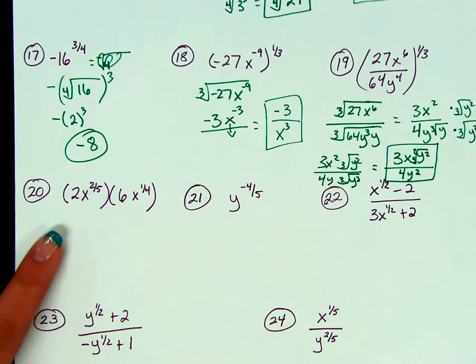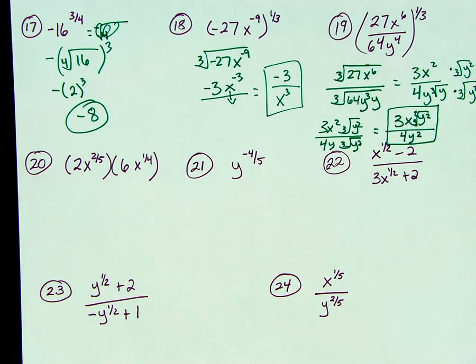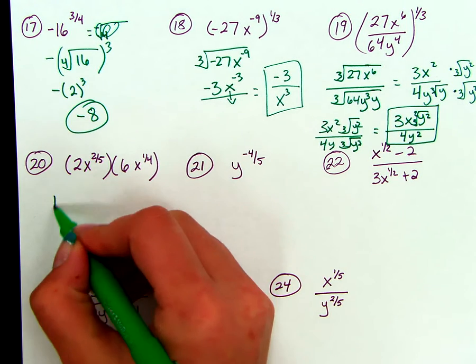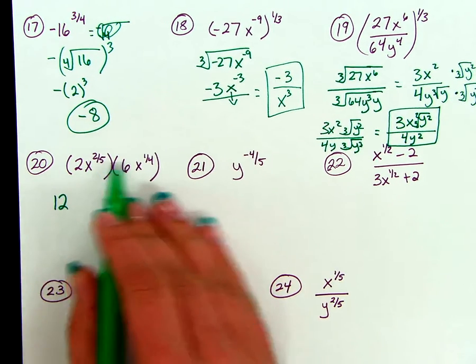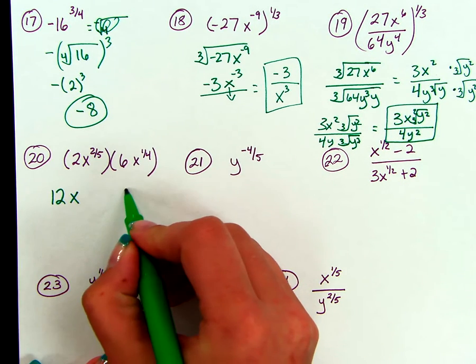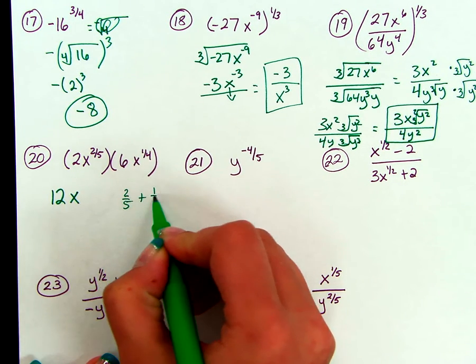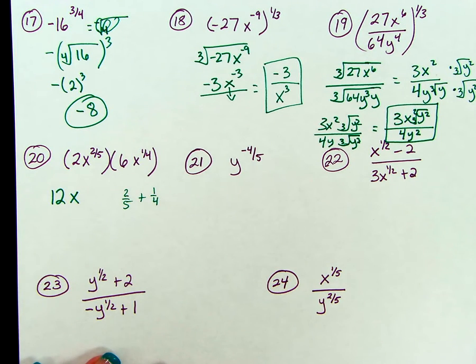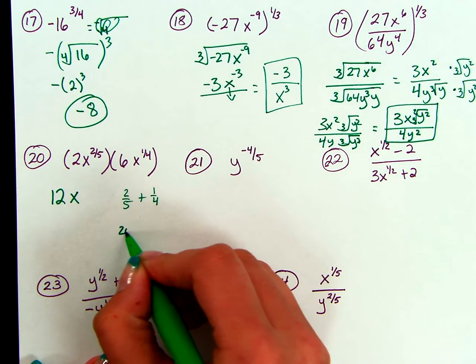Right, next problem. So 20, we're just multiplying. So we're going to multiply the 2 and 6 to get 12. And then because we're multiplying with the same base, we're just going to add the exponents. So that means that we're taking 2/5 plus 1/4. So to do that, again, we need a common denominator of 20.